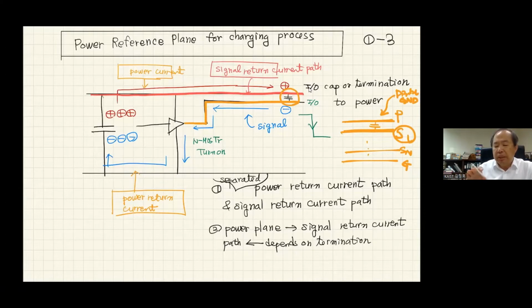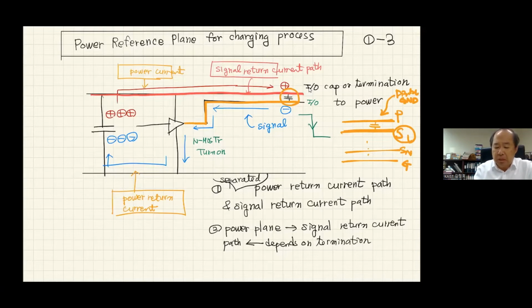Return current can flow on any metal surface. Human beings named it power, signal, or ground, but Maxwell's equations do not understand human language. As far as their capacitance is stronger, return current will come back through that line.